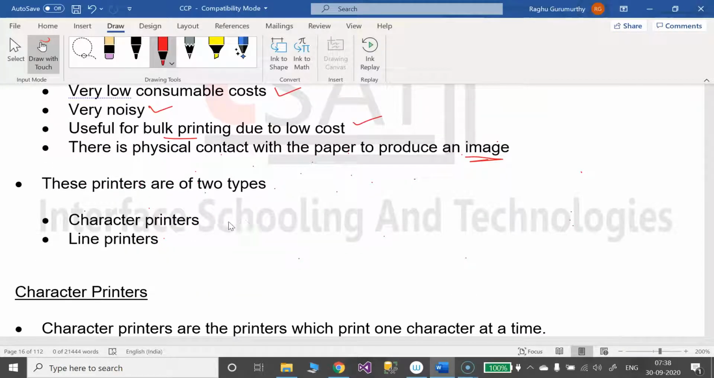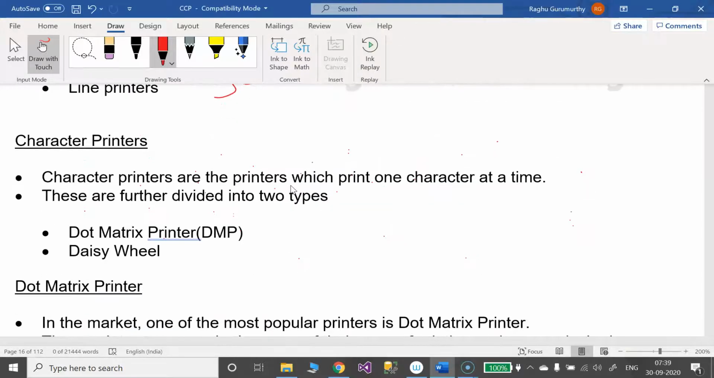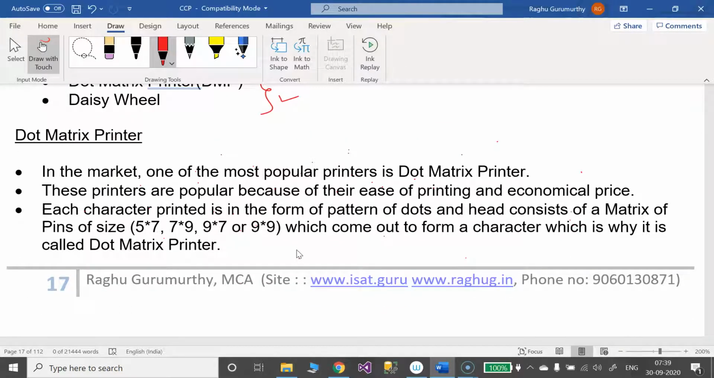Later, these printers are of two types. One is the character printer, one is the line printer. If you come to impact printers, the classification is character printers and line printers. In character printers, what they are telling is that character printers are the printers which print one character at a time. These character printers are further divided into two types: dot matrix and daisy wheel. Got it? So, the dot matrix printer, what they are telling here.